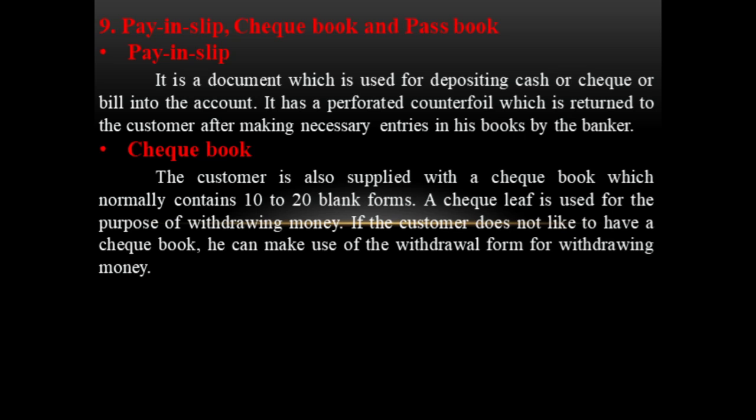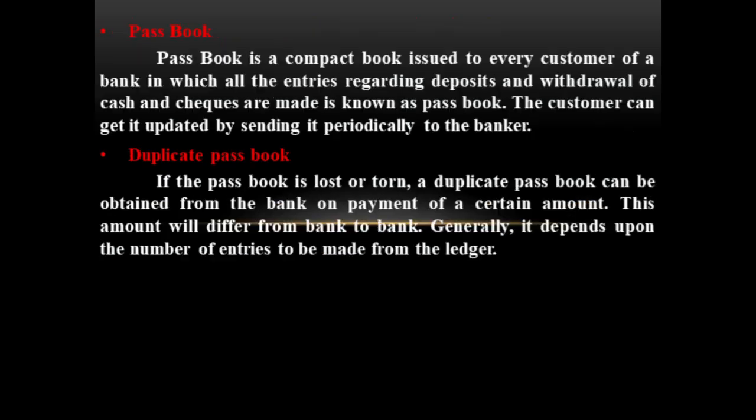Next one is checkbook. The customer is also supplied with a checkbook which normally contains 10 to 20 blank forms. A check leaf is used for the purpose of withdrawing the money from the bank. If the customer does not like to have a checkbook, he can make use of a withdrawal form for withdrawing money from the bank.